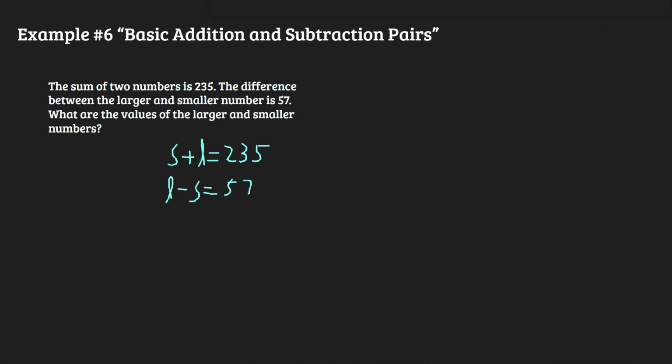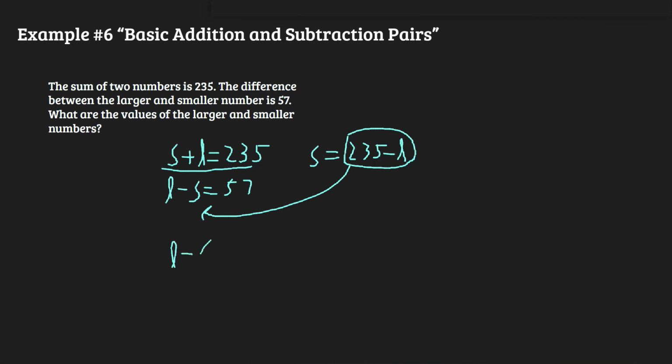For this problem here, I think I'm going to use substitution. So from this first equation here, I'm going to subtract L from both sides. So I'll get S is equal to 235 minus L. And then what I can do is just substitute in this 235 minus L in for that S right there. And it's really important that I pay attention to where the negative is in this equation as well. So I have L minus 235 minus L, and that's equal to 57.